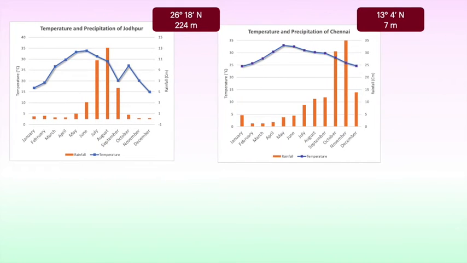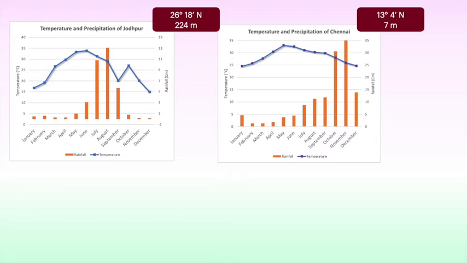Next place is Jodhpur. There is also a higher fluctuation in temperature. You can see the October heat prevails in this region. October heat means higher temperature and higher humidity. You can see the line graph rising upwards in October.